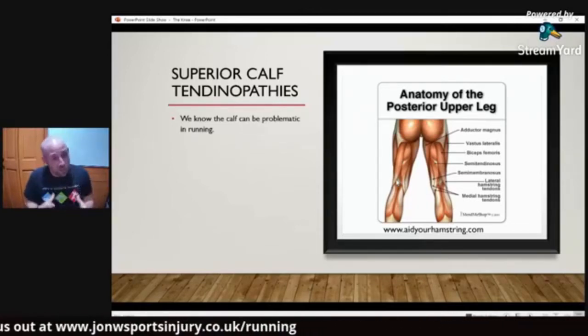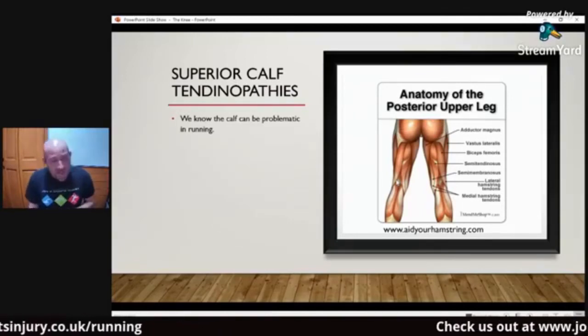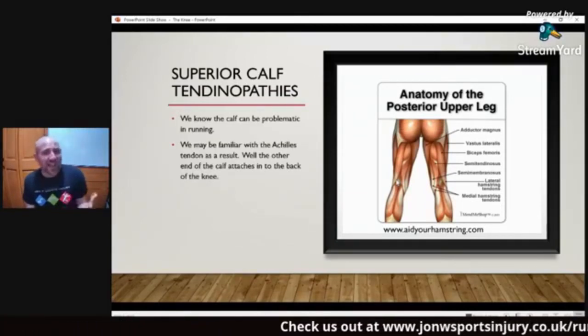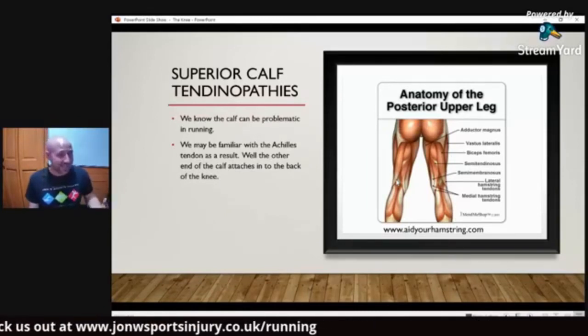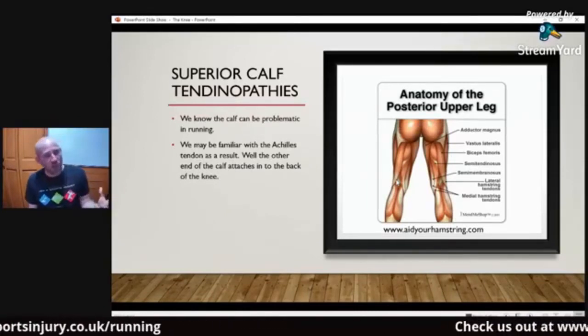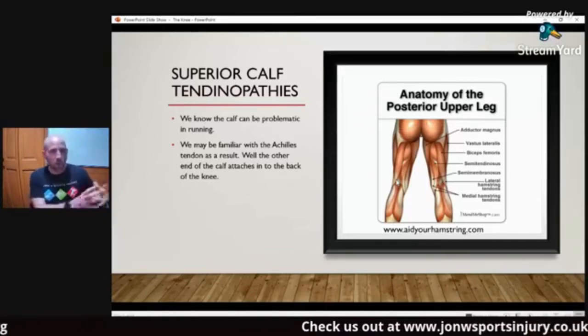Now, if that muscle becomes too tight, it can pull at its tendons. We might be familiar with this with the Achilles tendon, for example. You might be familiar with the fact that the Achilles tendon attaches into your heel, and that uses the calf muscle. So if you've got an Achilles problem, we want to address the calf.